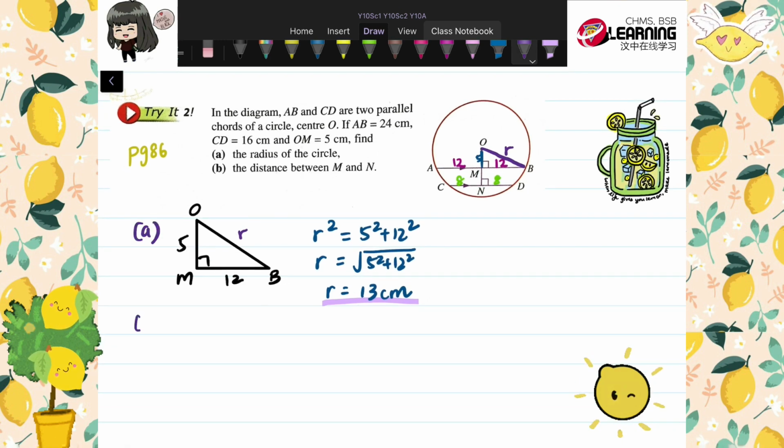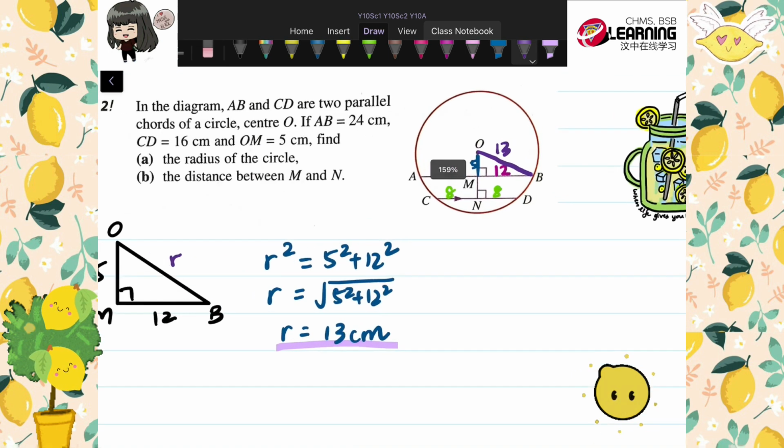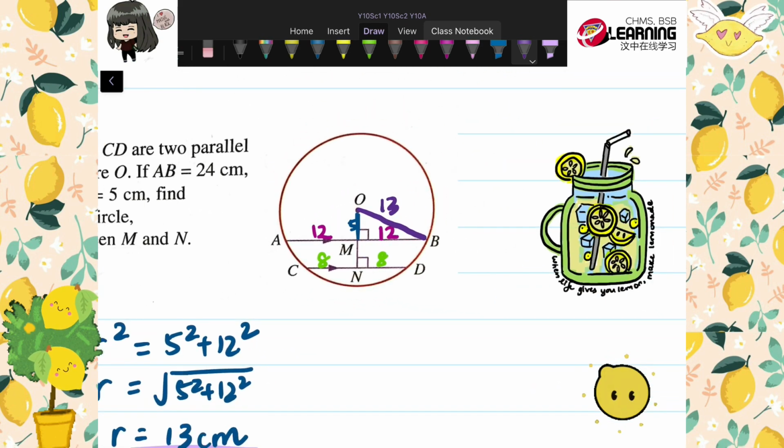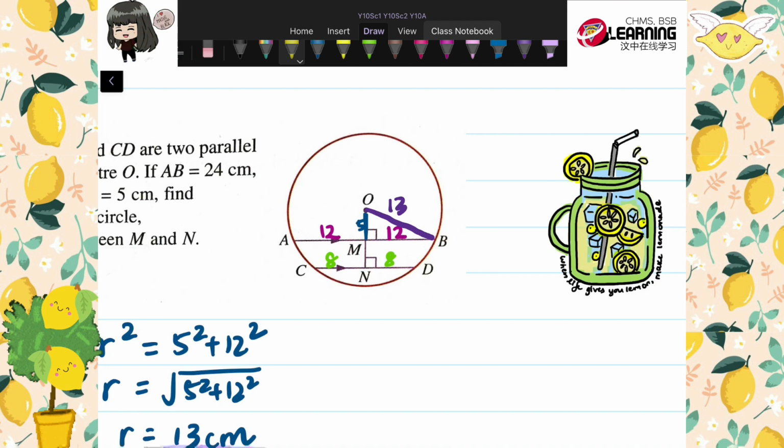Now part B, the distance between M and N. We have our radius already, which is 13. Now we want to find M to N. Now I zoom in again. How do you find MN? MN here, only this short one. We have 5. If you want this short one, M to N, I'm going to find ON and then minus the 5. O to N minus 5, then I will get MN.